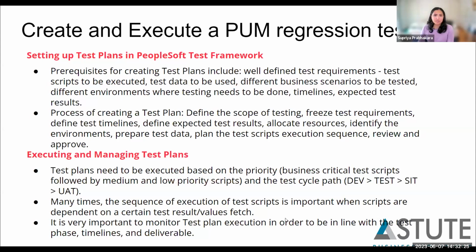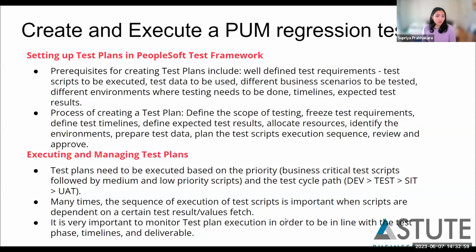Some scripts may have a dependency on others, meaning I won't be able to test one particular feature unless I've tested something else, right? In the case of approvals, I cannot just test my approval process unless I test my submission process as well, right? And this plan needs to be reviewed and approved before I execute and manage my test plans.